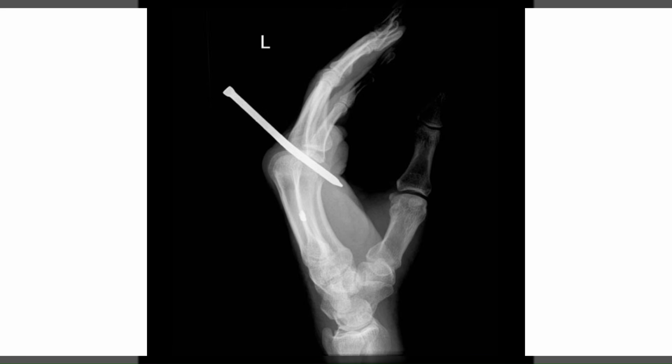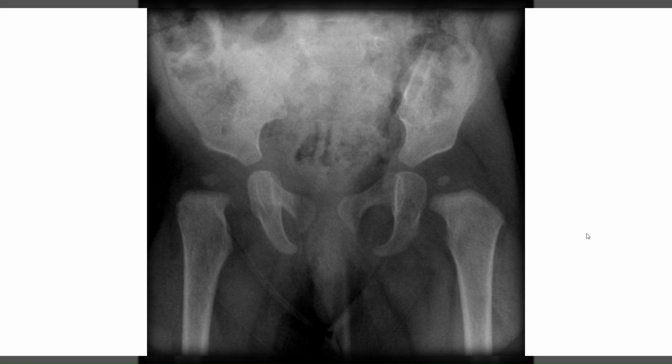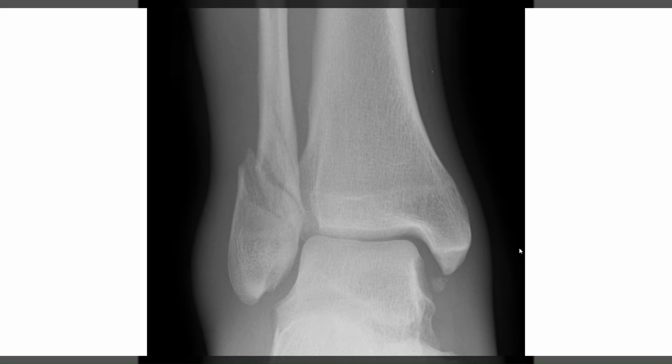On this X-ray, again, this is the first sentence you're saying. The first thing you say is, this is a lateral view of a skeletally mature left hand. Here is an AP view of a skeletally immature, because these are all growth plates, skeletally immature pelvis. I'll give you a second to come up with your own answer. This is a mortise view of a skeletally mature ankle.